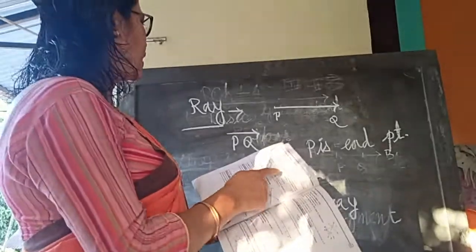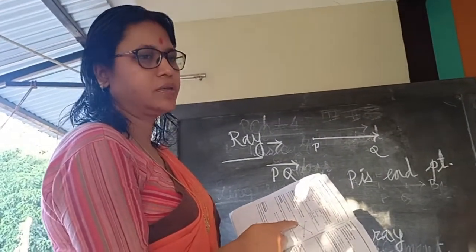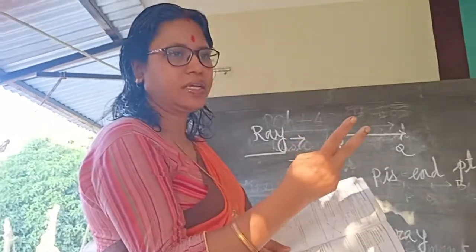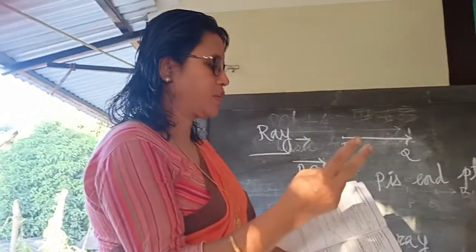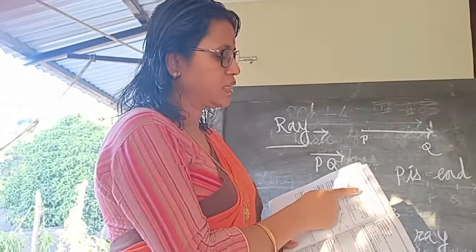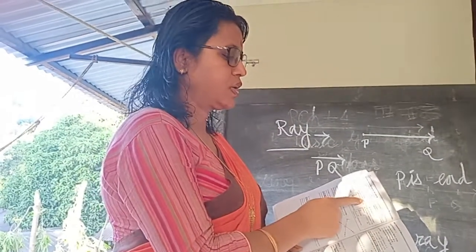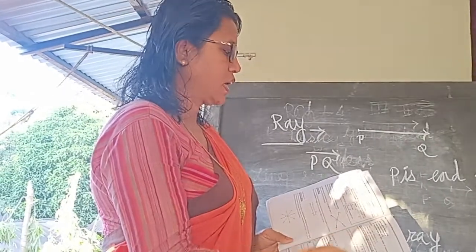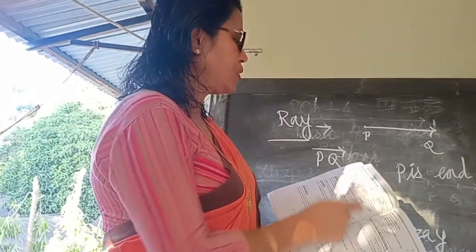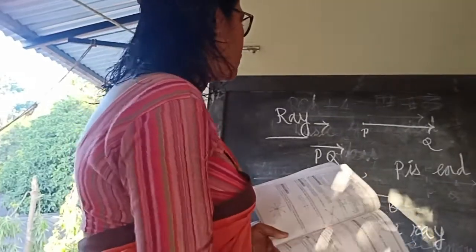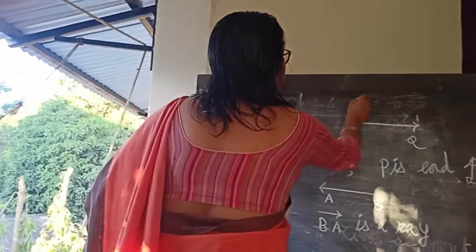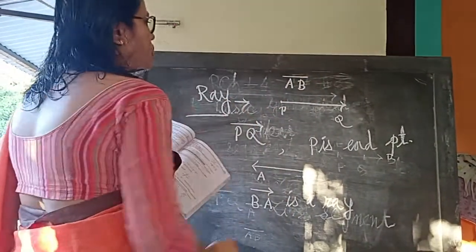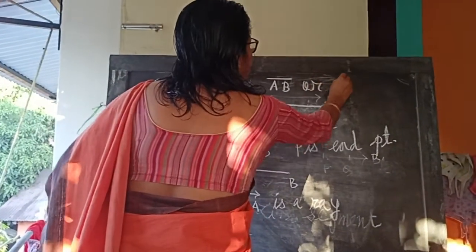In case of line segment, what have we found? It has two endpoints. Okay? A line segment has two endpoints. A line has no endpoints. And a ray has only one endpoint. To represent a line segment, suppose this line segment AB, we use a bar over AB or BA.